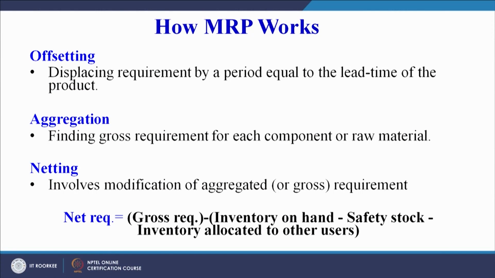Then offsetting. So we know by now how the MRP will work. The time domain is fixed, and the number of parts that are going to go into the final product is also fixed. Now the concept of offsetting: displacing the requirement by a period equal to the lead time of the product. I have explained this concept in the very beginning of today's session, that once the final date is fixed, we know how many parts are required using the parts explosion.